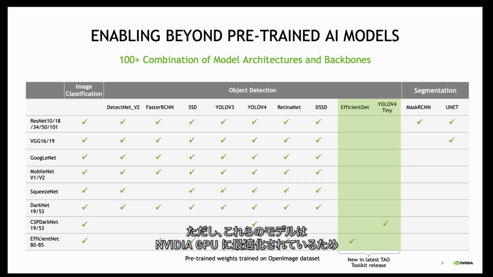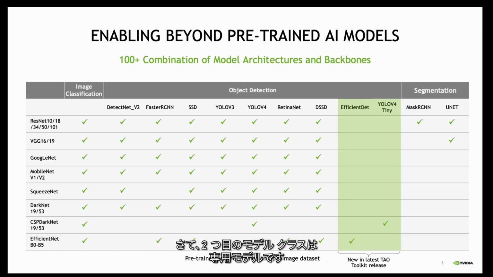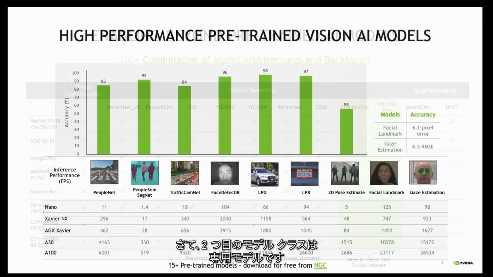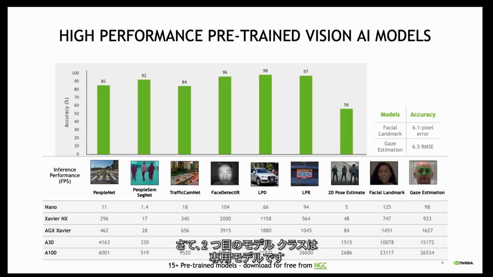But fear not, because these models have been optimized for NVIDIA GPUs, you can use built-in features such as AMP or even take advantage of multi-node training to train faster. Now, the second class of models that I like to talk about are what we call the purpose-built models. Again, these include the likes of people detection, pose estimation, license plate readers, gaze estimation, and many more. You'll see here that we have more than 15 models, and over time, we'll be investing more and more time and resources to add more models to the TAO Toolkit.